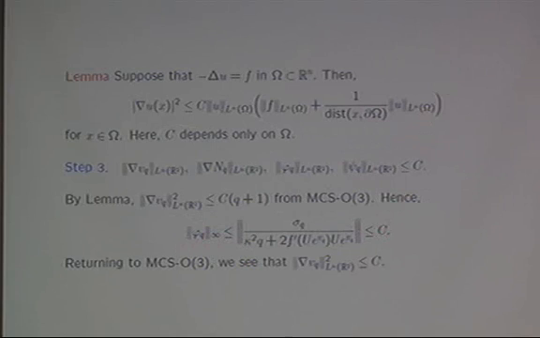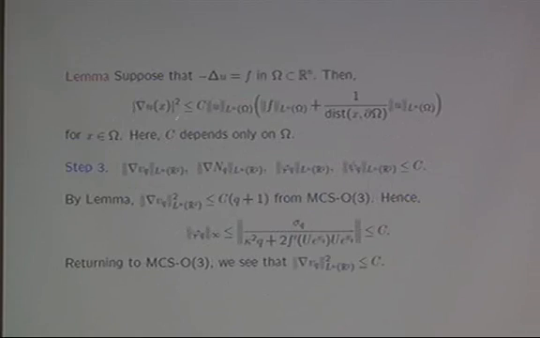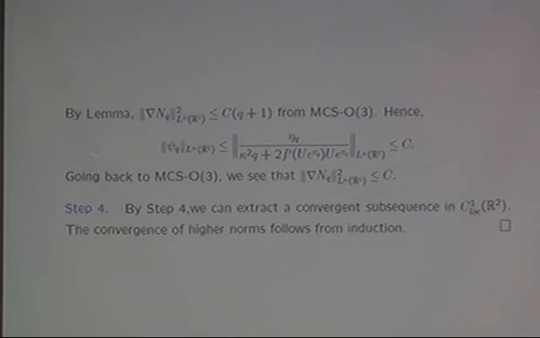Then we go back to our equation again. Since this is uniformly bounded, the Laplacian is uniformly bounded. So going back to this lemma, this term is uniformly bounded. So we see that the Laplacian of VQ and the gradient of VQ are uniformly bounded. We can apply a similar argument to the equation of psi q to obtain the desired estimate.